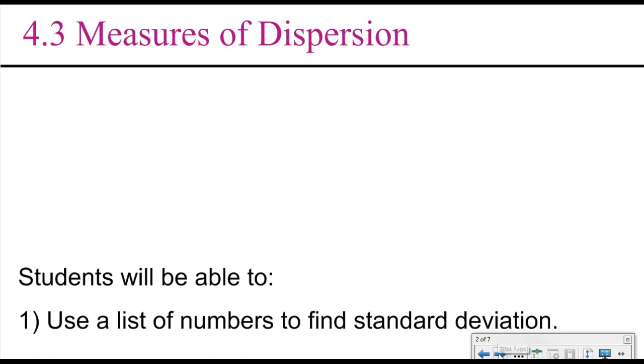So measures of dispersion, students will be able to use a list of numbers to find standard deviation. Standard deviation is probably one of the more complicated things that we have to learn in this class. So I'm going to also include a YouTube video on how to find this with a calculator because it makes it a little bit easier. If I was teaching this to you in person, then you would be doing this by hand. But there's quite a few steps, and so I'm going to show you how to do it on a calculator as well.